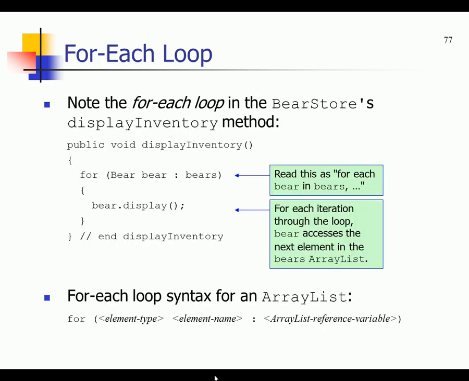Now, here's something else. Your next program requires this, or actually uses it. I actually wrote this part for you. It says the for each loop. Read this as for each bear in bears. So instead of saying int i equals 0, i is bears dot size, i plus plus, what this is saying is for each bear in the bears array list, do something. Display them. It's just a shorter way of writing it.